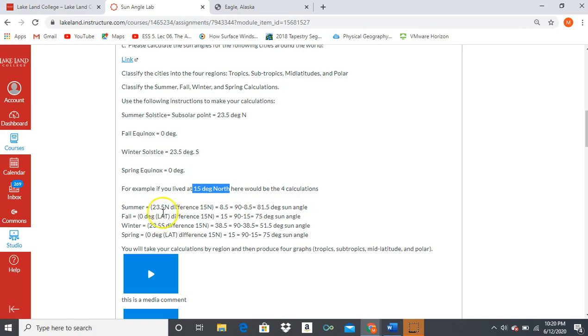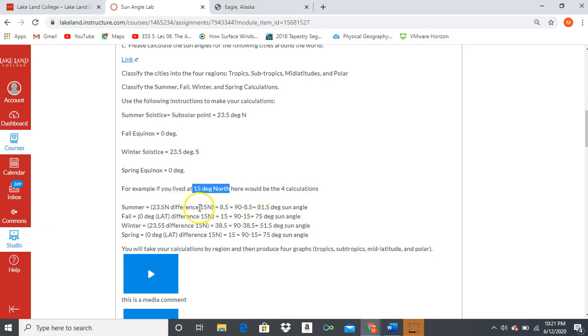The key thing is generally the easier ones to do are the fall and spring equinox, because you're dealing with zero. So the difference in fall and spring between the equator and 15 degrees north is simply 15. So you would take 90 minus 15, and you would get a sun angle of 75 degrees.